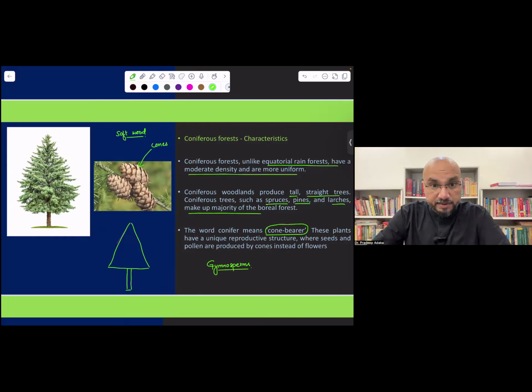Okay. So flowering plants are called angiosperms. Gymnosperms do not produce flowers. They don't have ovaries. Their seeds are naked. These plants have unique reproductive structures called cones. Seeds and pollen are produced by the cones instead of flowers. That is why they are called conifers.